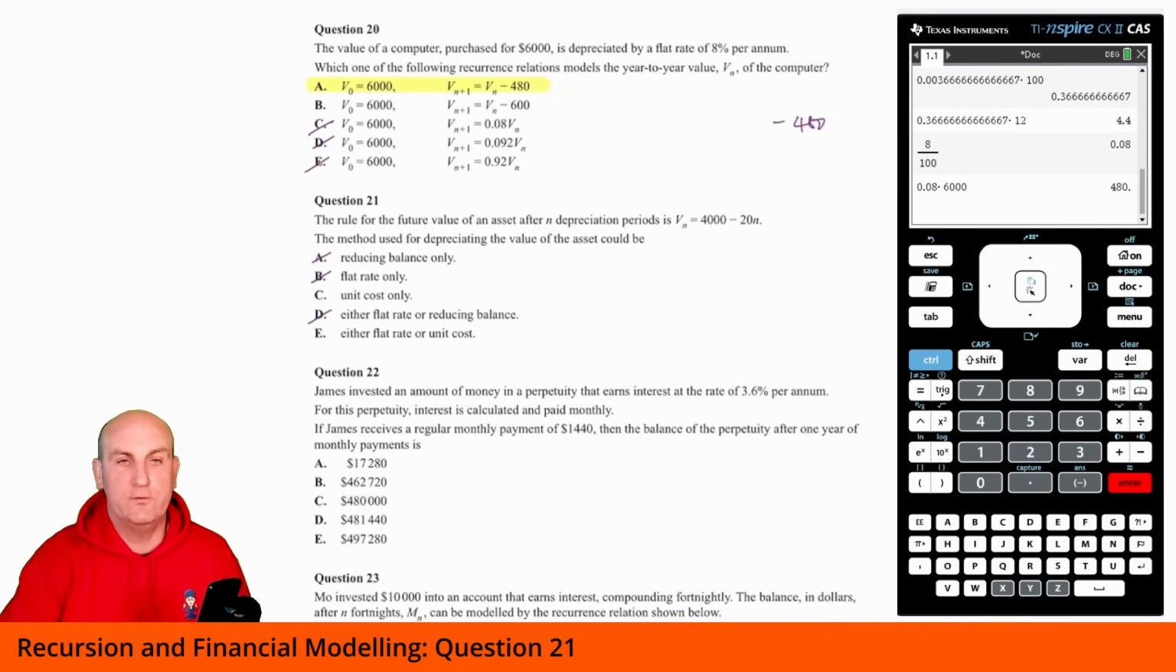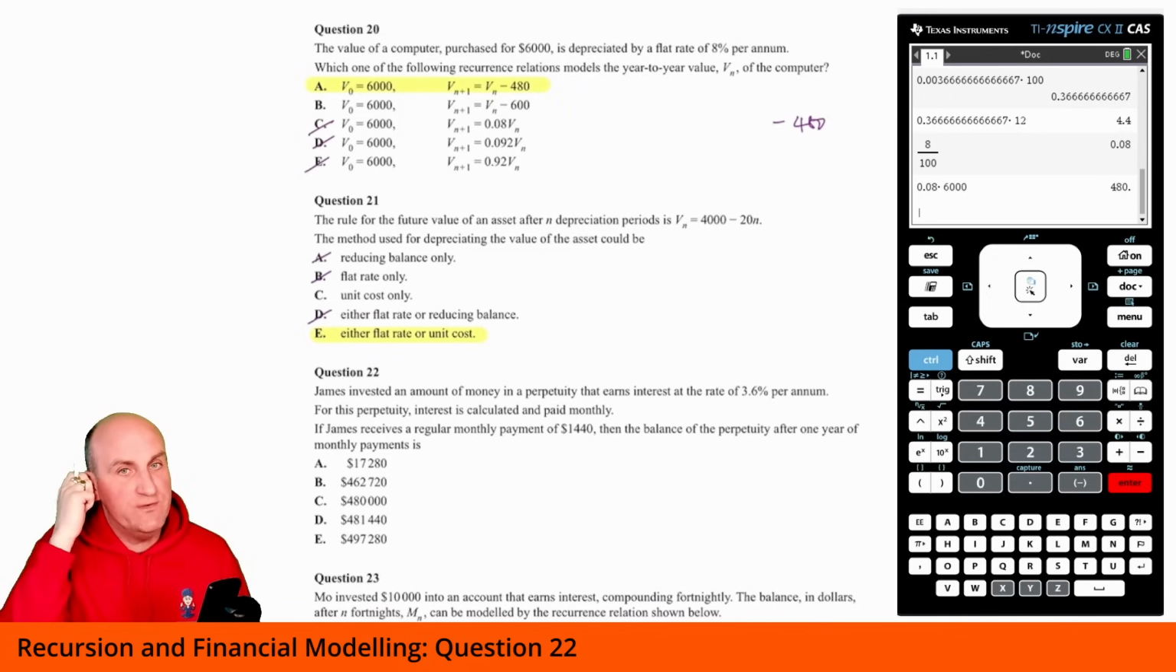Either flat rate or unit cost. Yes, because we don't actually know the context of the question. I would suggest here that the best one there would be flat rate or unit cost. They are both linear. And which one we use very much depends on the context of the question, all right? But again, they're pretty much the same formula.